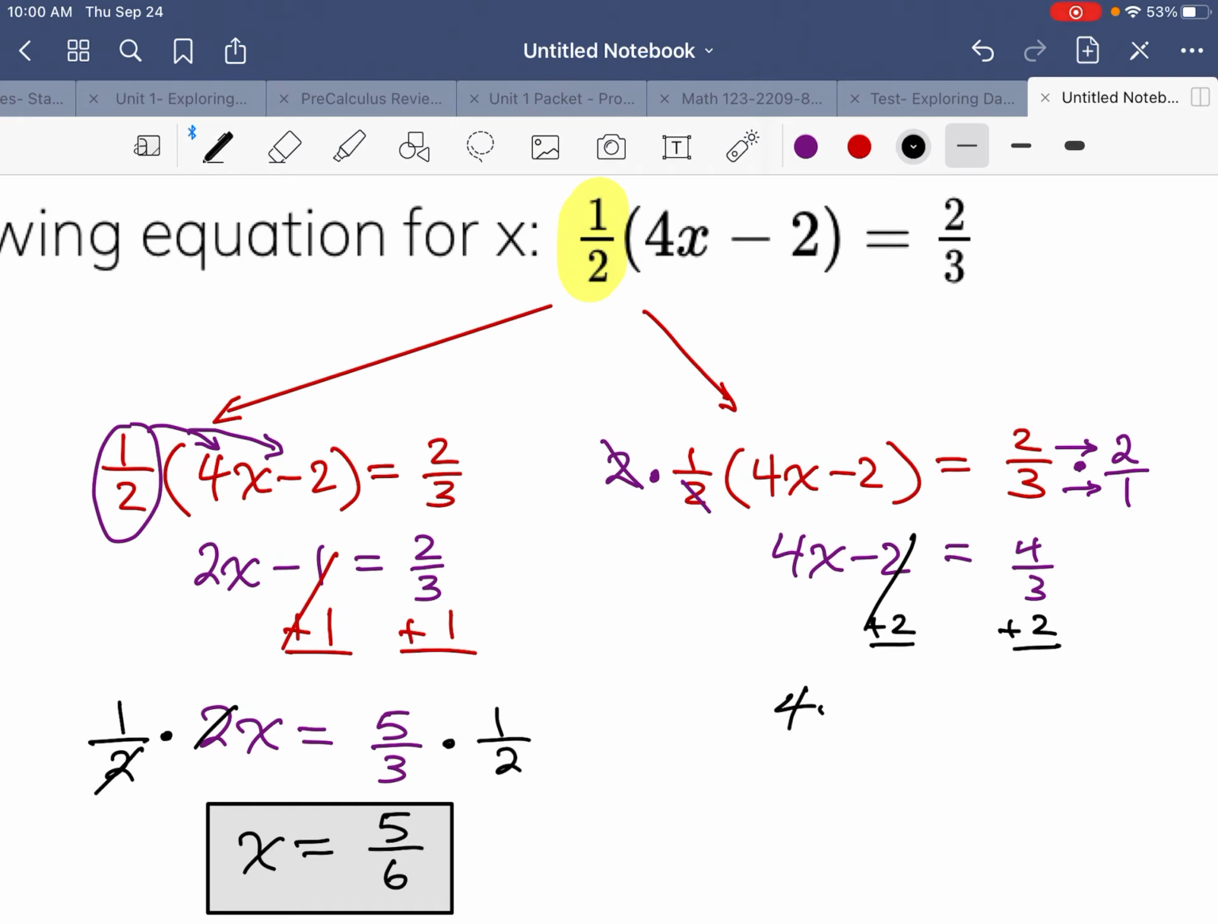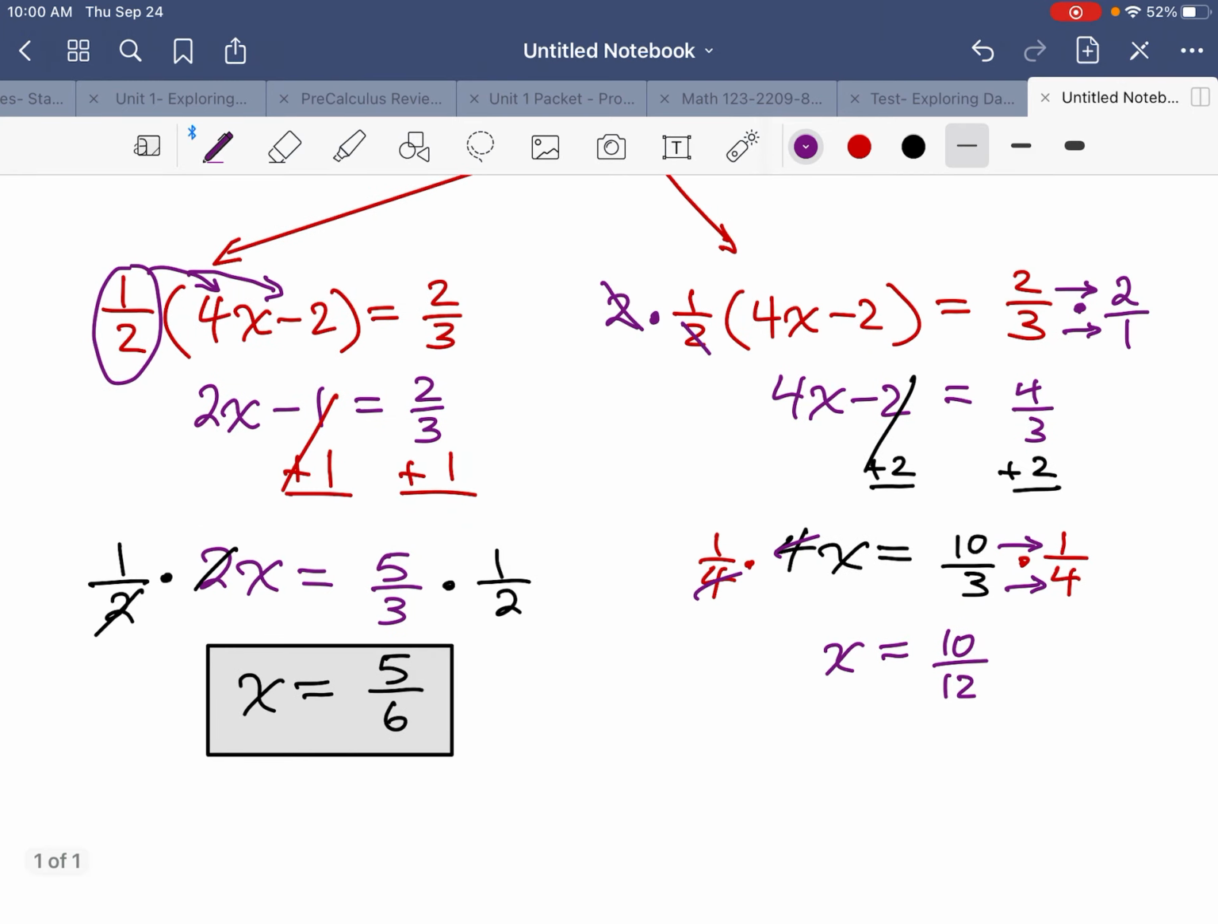So we're looking at 4x is equal to, in your head or in your calculator, you're going to get 10/3. I want to divide by 4, that's the same as multiplying by 1/4. And so x is going to be equal to, multiply across, 10/12, which reduces down to 5/6.